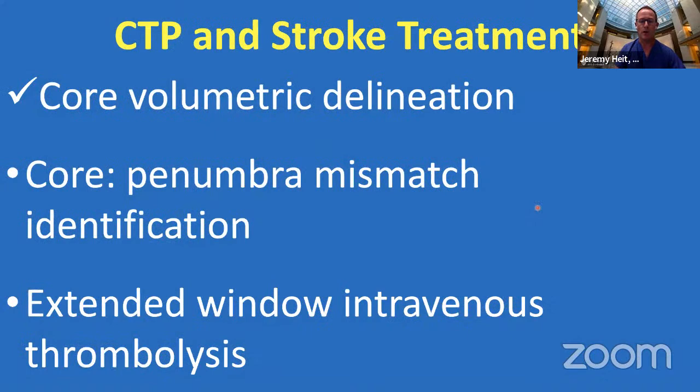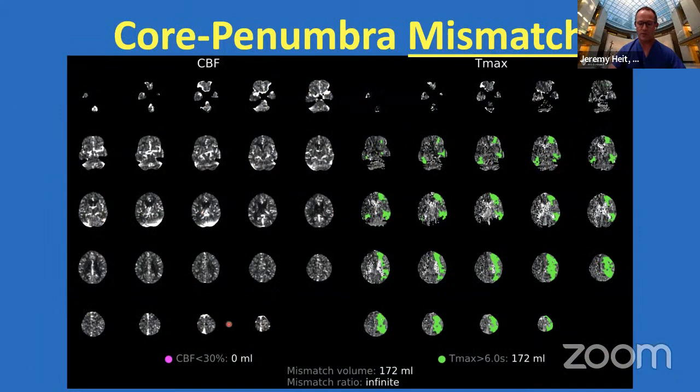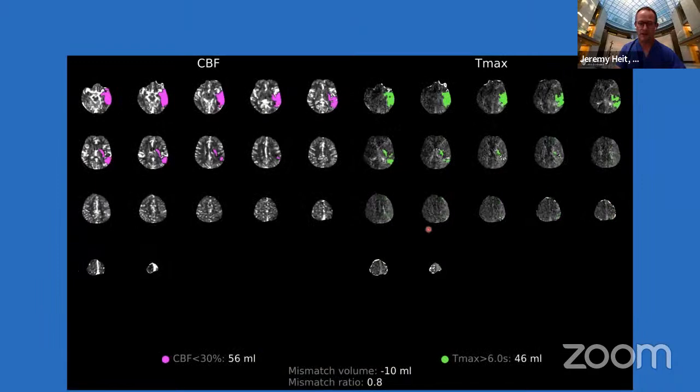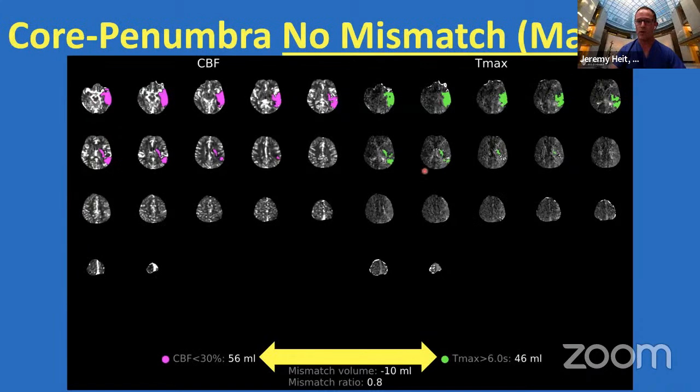But let's talk a little bit more about this concept of mismatch identification. So here's a patient with an estimated core of zero and a big penumbra. Right? There is a mismatch between the core and the penumbra. This is someone that's likely to be a good treatment candidate. This patient, when we look at these two volumes, the core is 56, the penumbra is smaller at 46. There is no difference here, right? This is a patient with no mismatch, or a matched deficit. And these are patients that I would argue are pretty unlikely to benefit from a thrombectomy procedure.